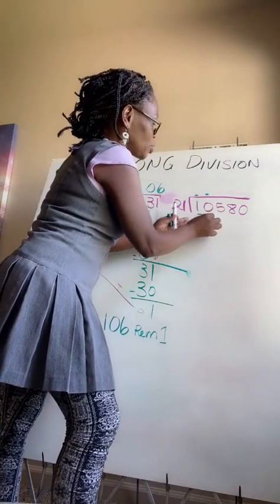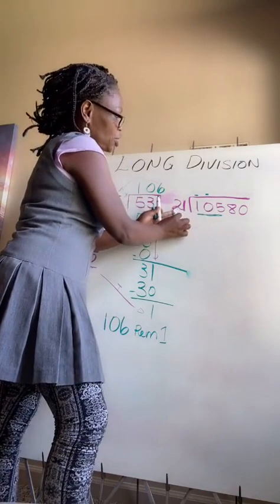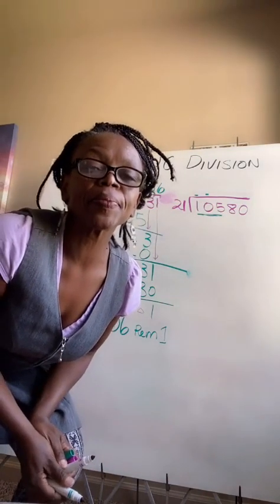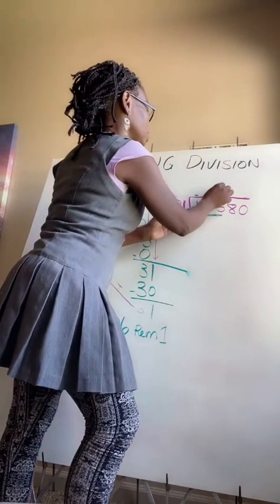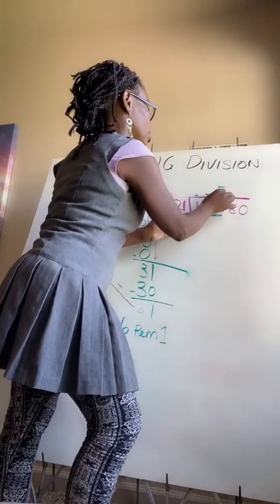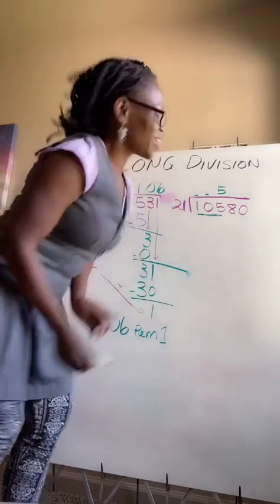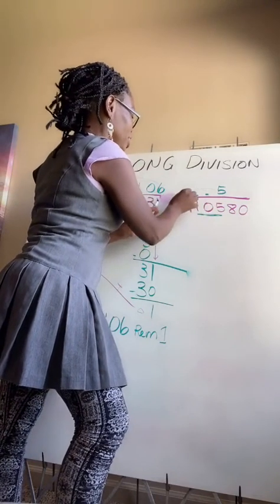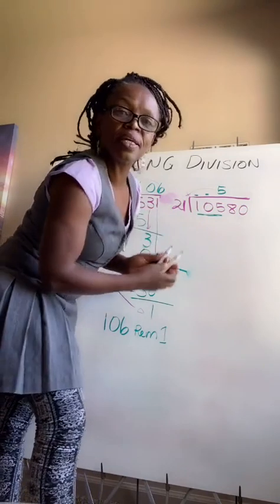How many times does 21 go into 105? Somebody said 5 times. Let's see. We will find out. Okay, what's 5 times 1? Let's multiply. 5 times 1 is 5.